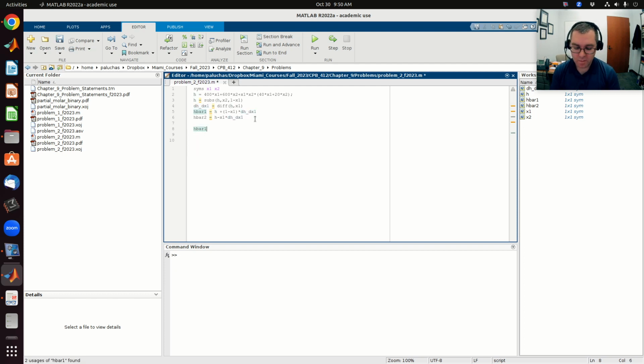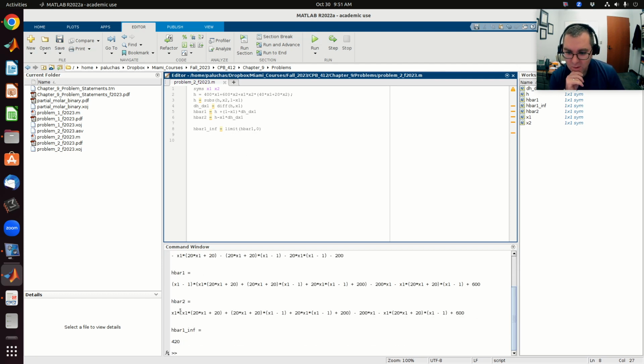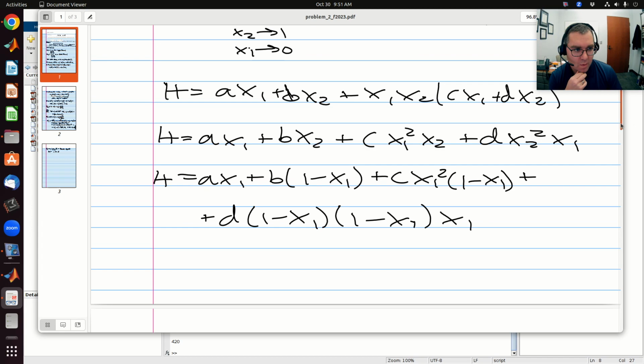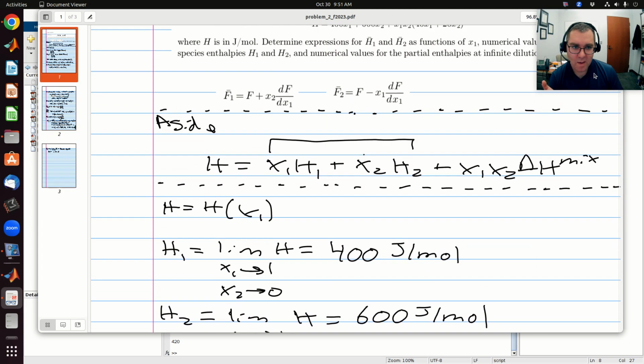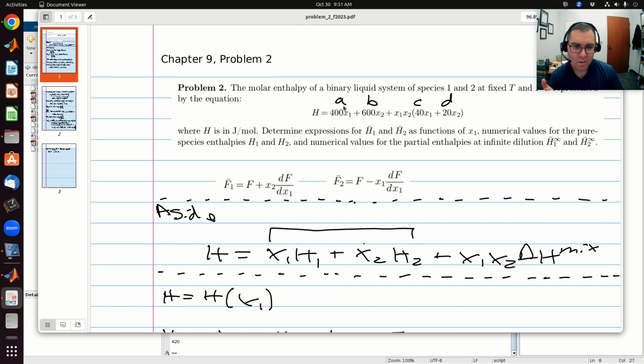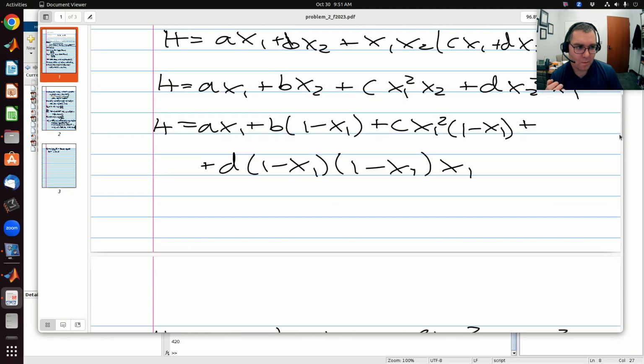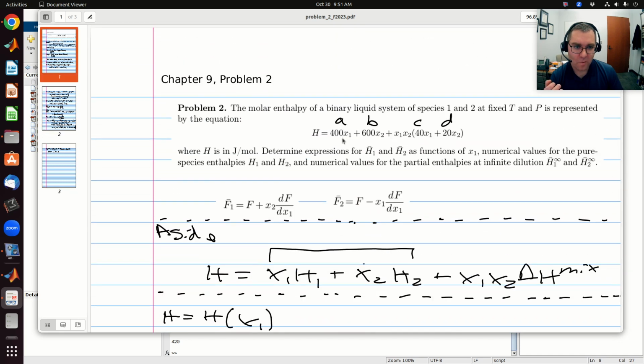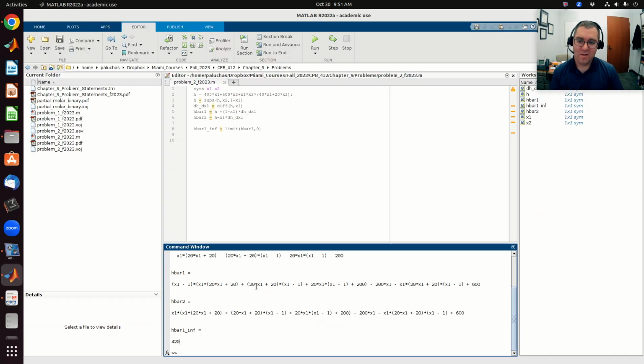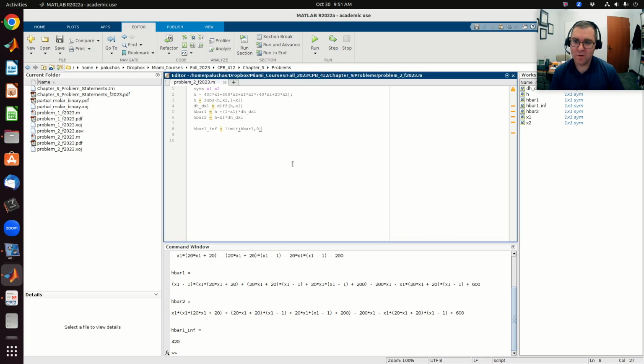So h bar 1 infinite dilution is going to be the limit. Okay, so I've got a limit function. My function is h bar 1, comma, and then I think I should just be able to type in 0 because it's only a function of x1. Okay, let's see. So h bar 1 at infinite dilution is 420. And what did we have? h bar 1 is a plus d, right? 400 plus 20, 420. Cool. So I got h bar 1 at infinite dilution.